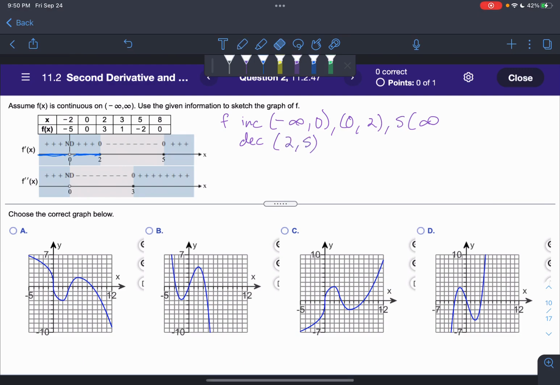So now let's look at our second sign chart. Again, where it's blue is where my second derivative is positive, and that translates to where my f is concave up.